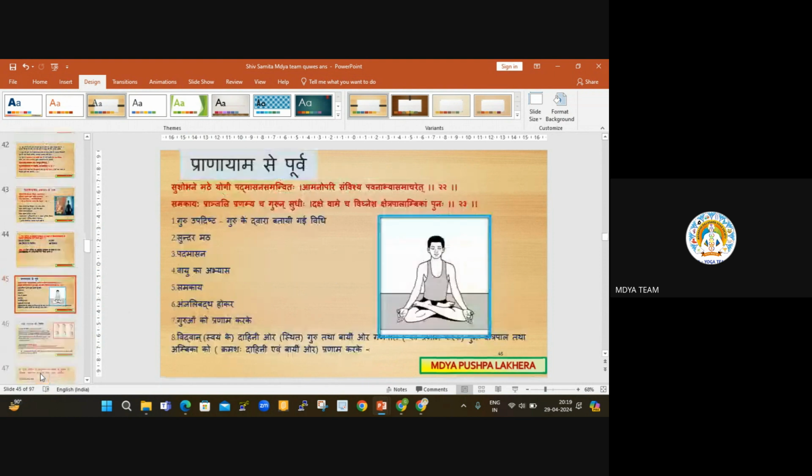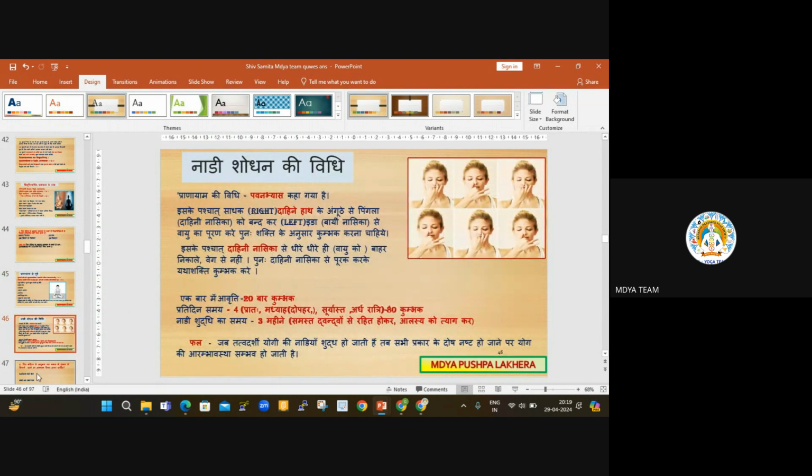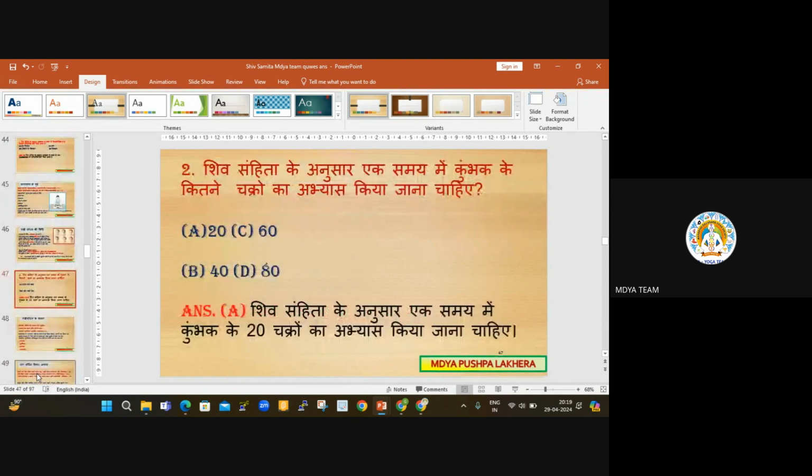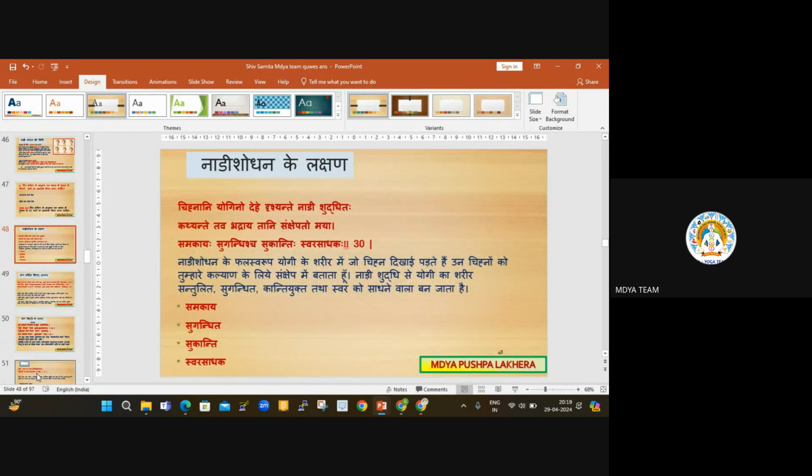Then after that he discusses nadisuddhi. Before pranayam practice, one needs to do the nadisuddhi. So the procedure is also discussed in this chapter: how many times one needs to do it, and in which way. Then the benefits of nadisodhan, nadisuddhi, are also mentioned.